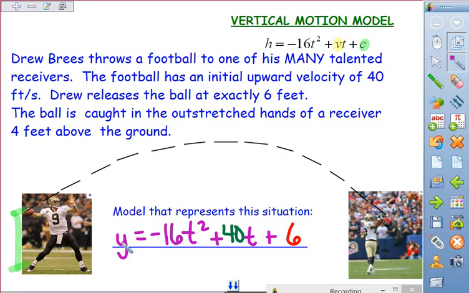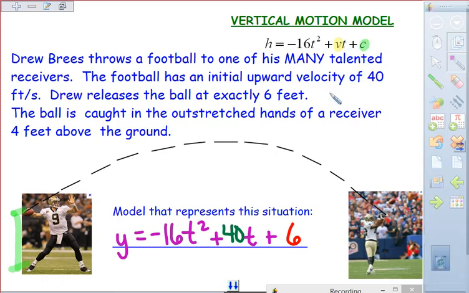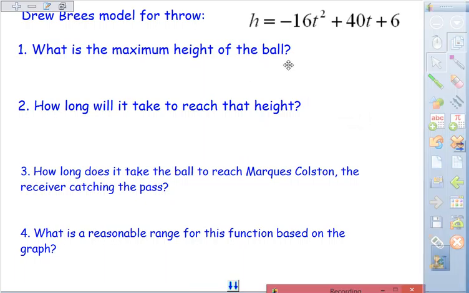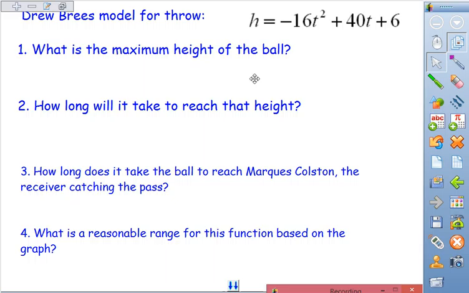So if we had to write out a model, we would get y equals negative 16t squared plus 40t plus 6. So we just replaced the v and the c with the numbers that were given to us. So now we're going to answer some questions about this example. What is the maximum height of the ball? Well, a max height is the same thing as a vertex.